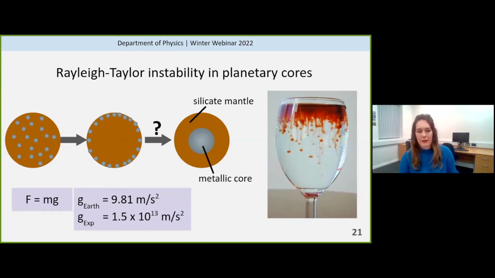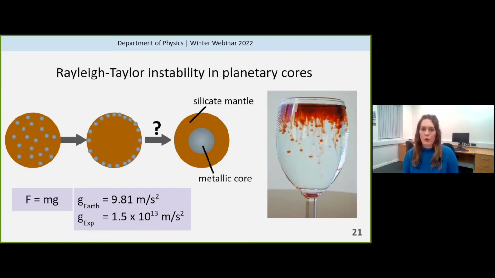So we know that F equals mg, so we're going to have a greater force on the higher density fluid sitting on the top, and that causes it to essentially be dragged down and form these kind of fingers of material blending into our lower density material at the bottom. So in the context of the planetary cores, you would imagine that this red liquid in the glass would be representative of our metallic core material, and the clear liquid would be part of the mantle material. So we can see it seeping down.